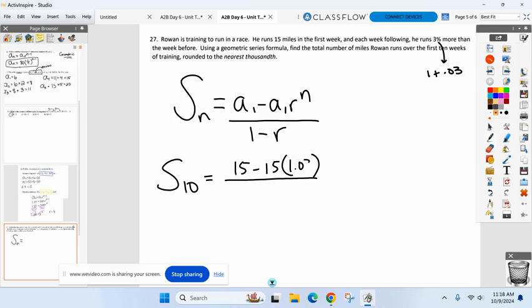1.03. Perfect. If you are decreasing, we subtract those. And what am I raising it to? The 10th. And then on the bottom, 1 minus 1.03. You got it.